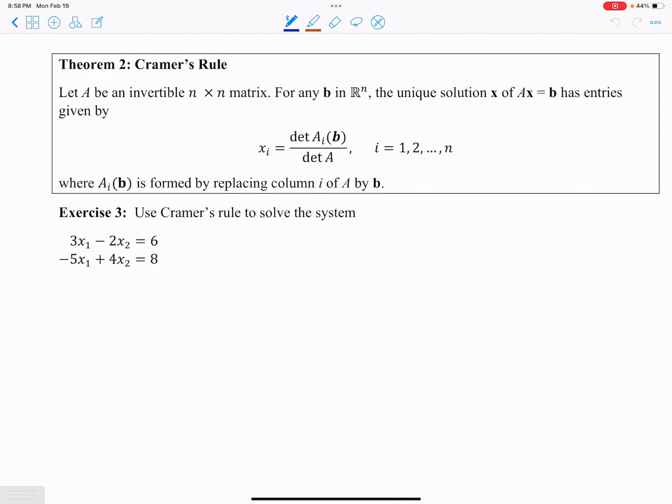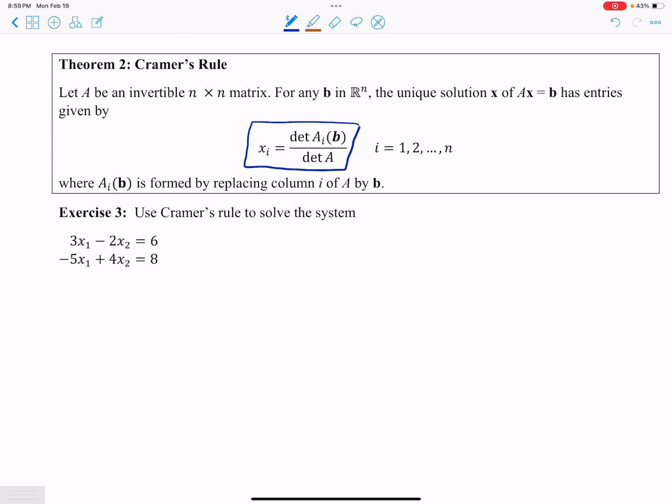We have seen several different ways to solve a system of equations. We can augment and row reduce. We can find the inverse and do A inverse times B. And Cramer's rule is just yet another method for solving a system. This tells you the formula for it. So I will apply that formula using Cramer's rule on this exercise.